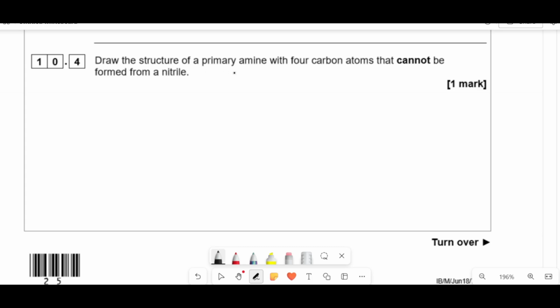Now it says, draw the structure of a primary amine with 4 carbon atoms that cannot be formed from a nitrile. So in nitriles, what you have is C with a triple bond to an N, right? Now, if that's the case, then it would only be possible to exist at the end of a carbon chain. So basically what we've got to draw is a carbon with too many things on it so it can't form a triple bond with something.